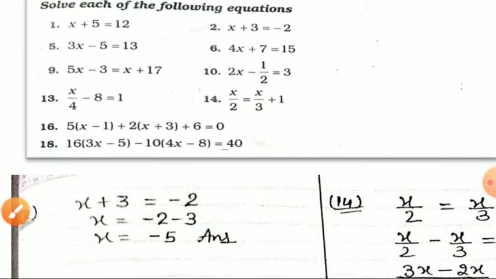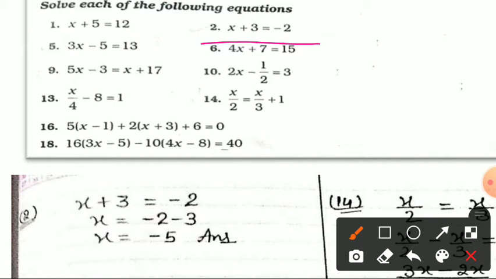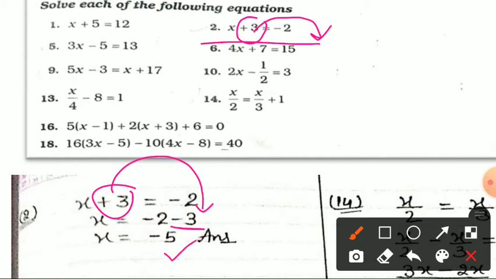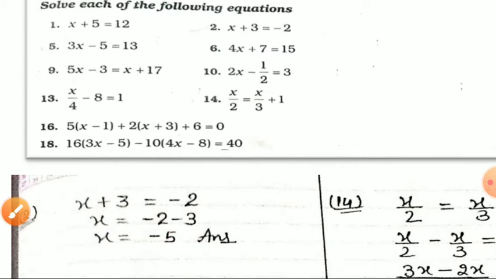Like question number 2: x plus 3 equals minus 2. We know very well that positive 3 will go to the other side and become negative 3. Negative 2 minus 3 will give us negative 5. Always try to keep the variable on the left side.